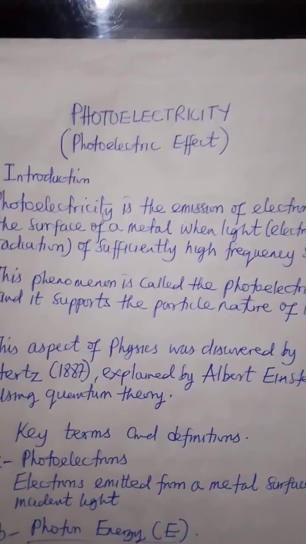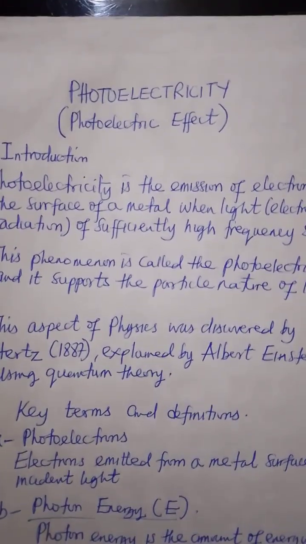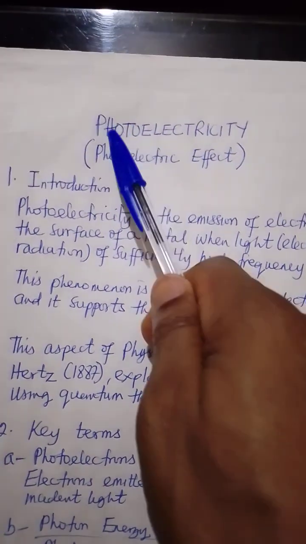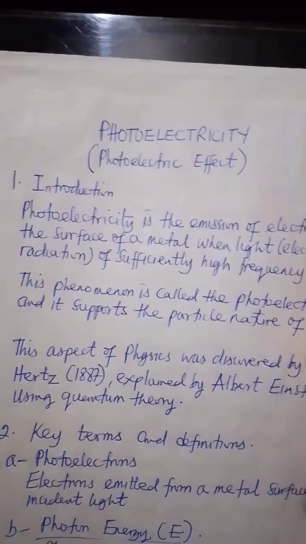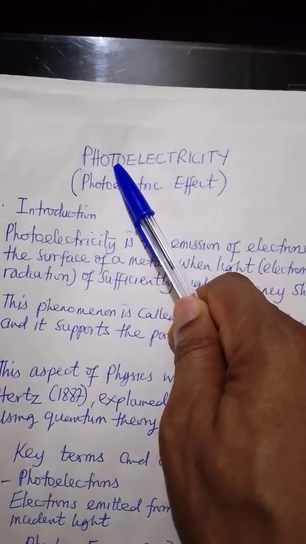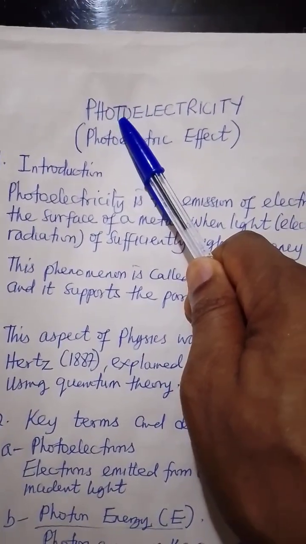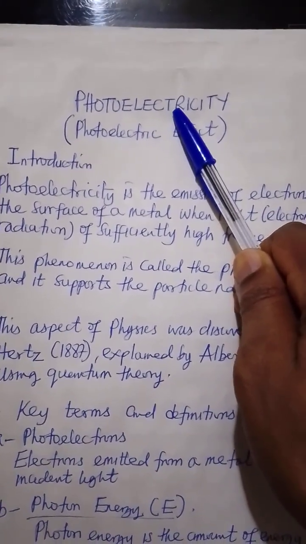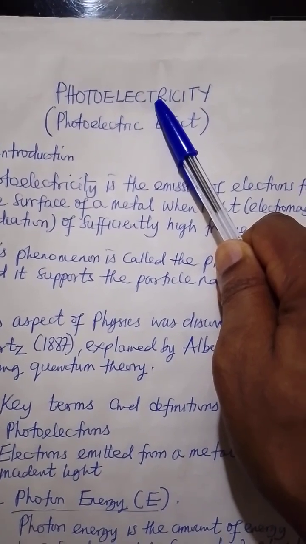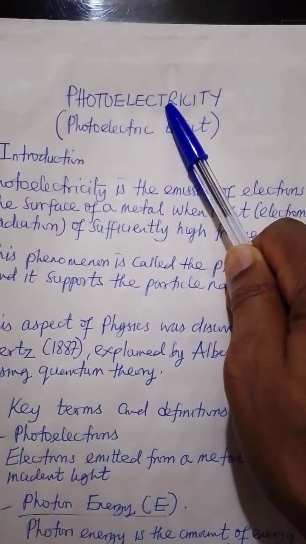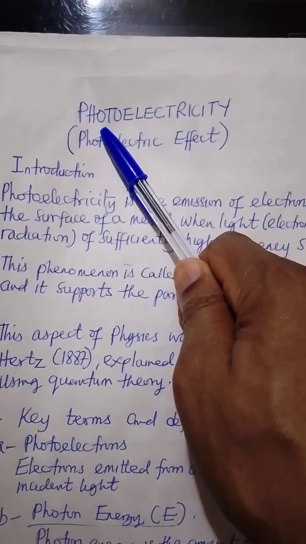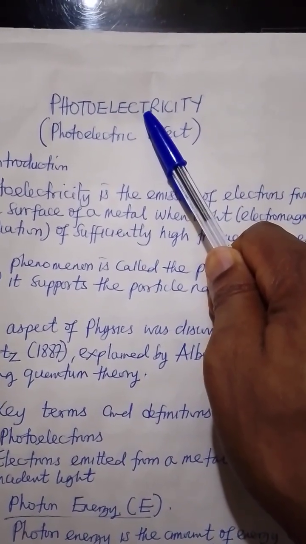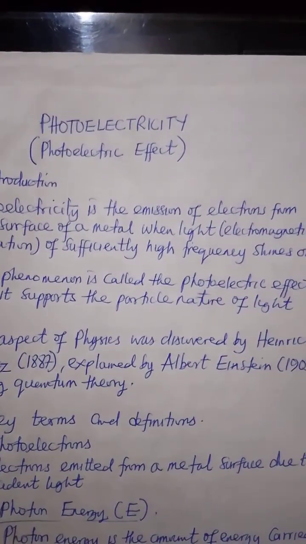The subject is physics, and we'll be looking at photoelectricity. Photoelectricity. The word photo here means light. Electricity means the ejection of electron. So we're saying light causes electrons to be ejected from the surface of a metal.